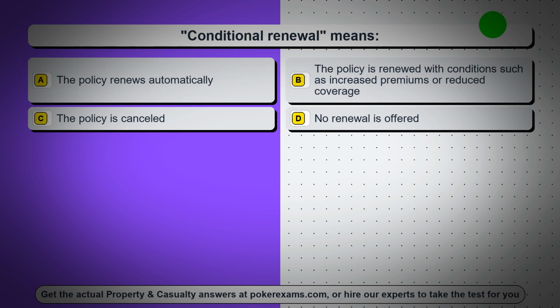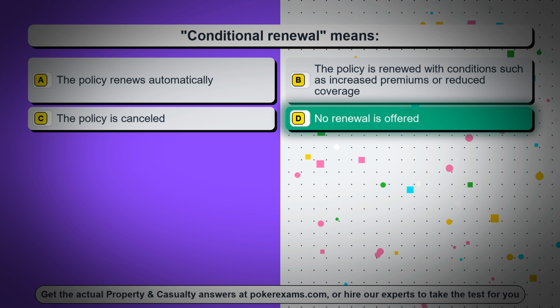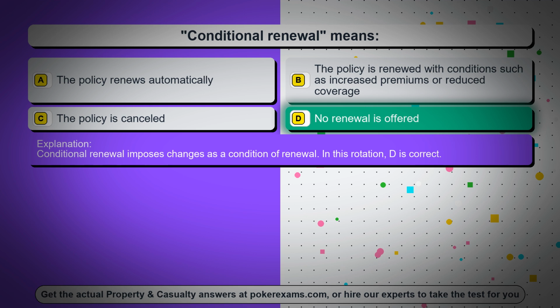Question 24. Conditional renewal means, option A, the policy renews automatically. Option B, the policy is renewed with conditions such as increased premiums or reduced coverage. Option C, the policy is cancelled. Option D, no renewal is offered. The correct answer is option D, no renewal is offered. Conditional renewal imposes changes as a condition of renewal. In this rotation, D is correct.